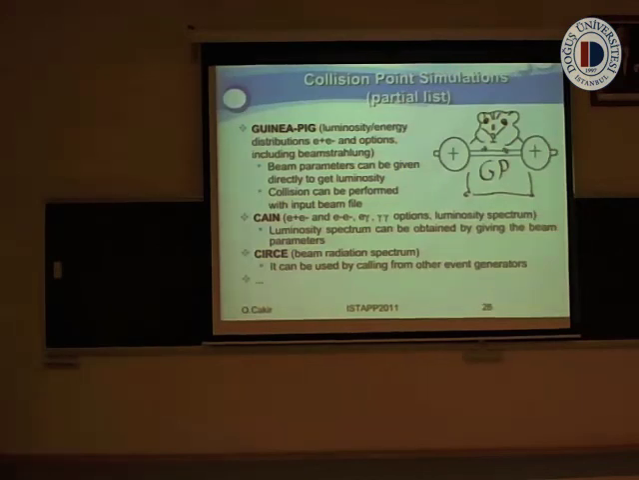Beam parameters can be given directly to get the luminosity. Collision can be performed with an input beam file. CAIN can do these with different options, for example, e-gamma, gamma-gamma options, and the luminosity spectrum can be obtained from this program. And CIRCE is also used for the beam radiation spectrum.